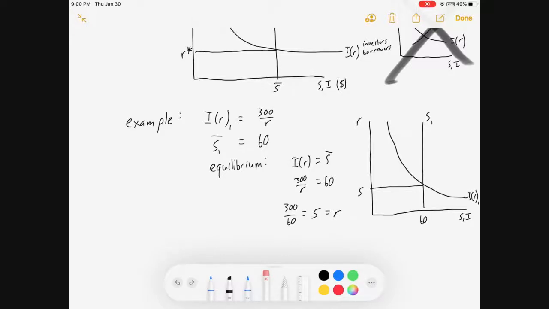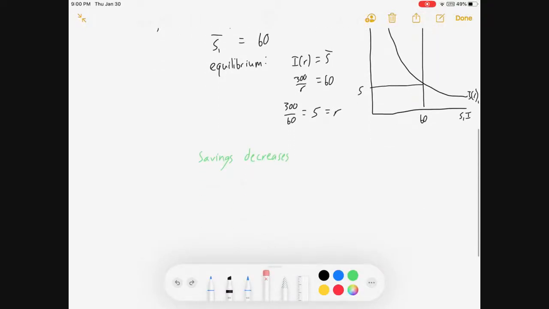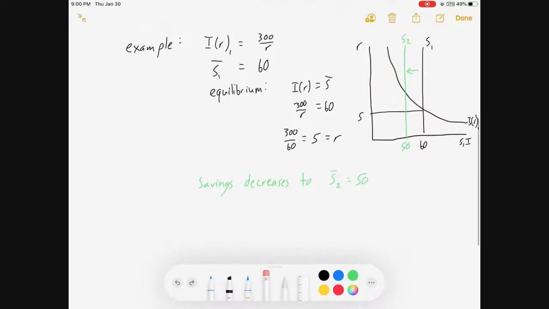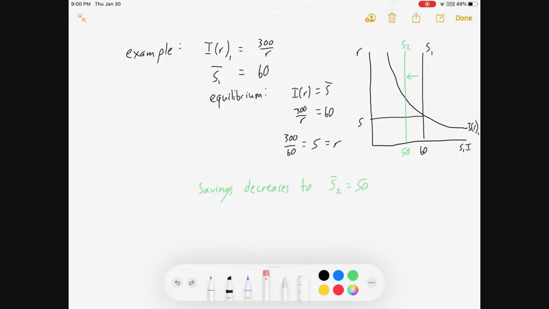Now, what if we change this market? What if we say savings decreases? Maybe to a lower level of savings of 50. Savings shifts left, and our graph now looks like this. We can solve again for a new interest rate because the quantity is already fixed. So 300 over R equals 50, R equals 6. All right.